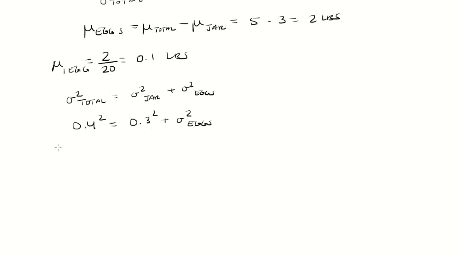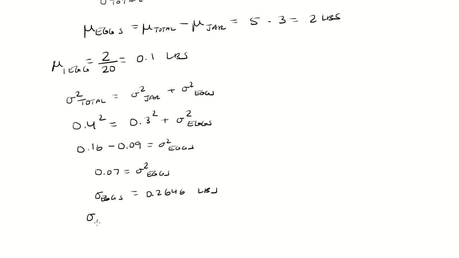So 0.4 squared becomes 0.16, and then we'll subtract the 0.3 squared, which is 0.09, equals standard deviation squared for the 20 eggs. So that'd be 0.07. And so to get just the 20 eggs, you have to take the square root of both sides. And that's about 0.2646 pounds.